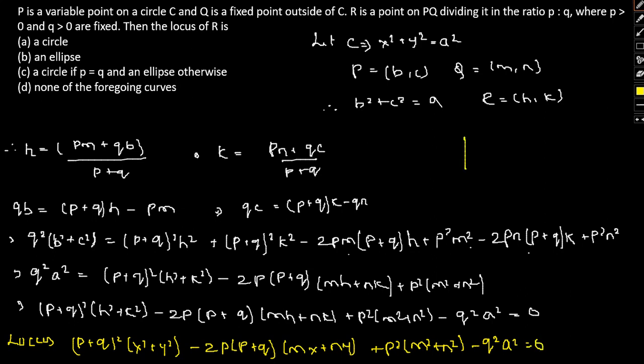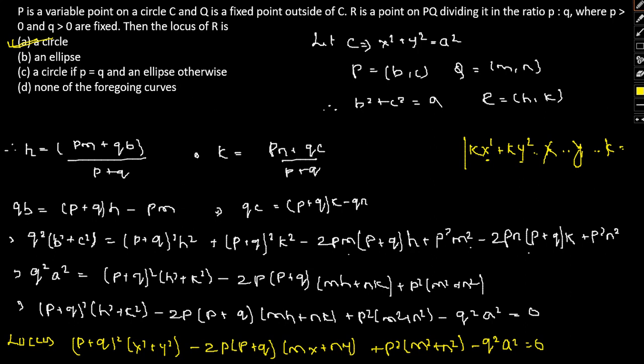So if we simplify the following term, (p plus q) square is some kind of constant, so we'll have a constant times x square plus a constant times y square, again a constant times m into x. So again we'll have a term with x, a term with y, and a constant term. So this is nothing but an equation of a circle. So therefore our option A would be our answer. I hope this is clear how we came about with the same.